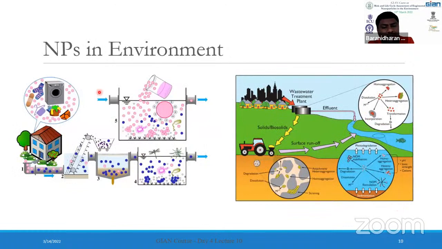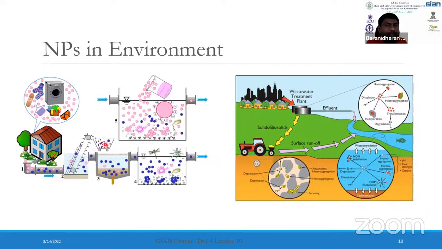So again, a different picture, which says it in an elaborate manner. These nanoparticles which are being used and washed finally reach the wastewater treatment plant. This is what we have been discussing in detail, be it the grit chamber, the primary settling chamber, or the secondary settling chamber. Where does this nanoparticle go?